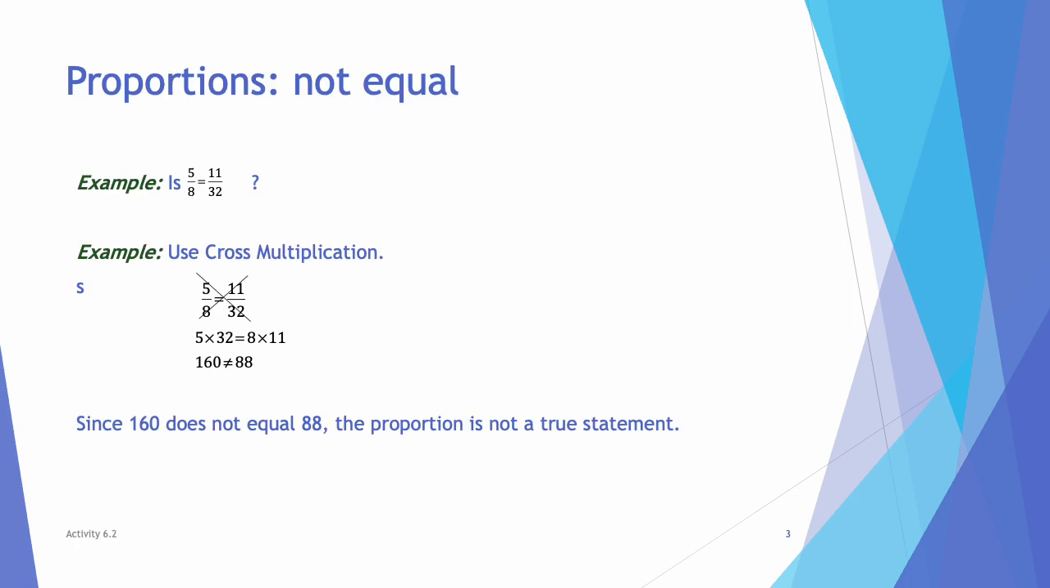You can also use cross-multiplication to show if two proportions are not equal. In this example, I want to know if 5/8 equals 11 over 32. So I use cross-multiplication. I multiply 5 times 32, and then I multiply 8 times 11. Well, 5 times 32 is 160, and 8 times 11 is 88. Since 160 does not equal 88, the proportion is not a true statement.